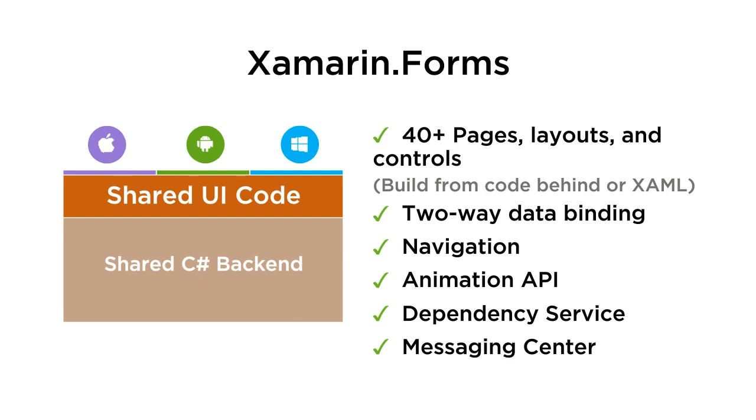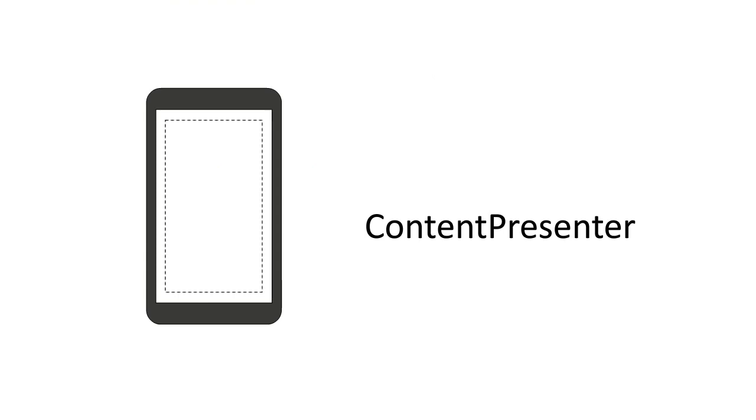Let's start by talking about some of the layout controls. These are used to hold other layout controls and the controls themselves. The first one we want to talk about is the content presenter, which makes a great outermost layout control. The content view is typically used within another layout control and helps you divide up your presentation.